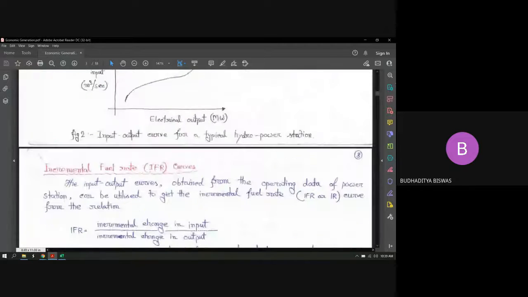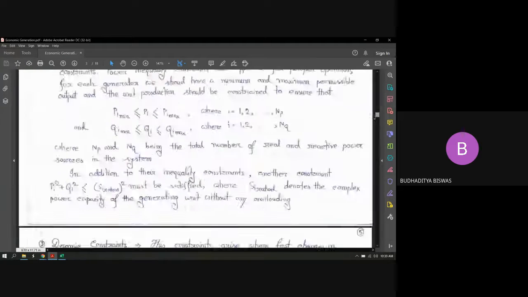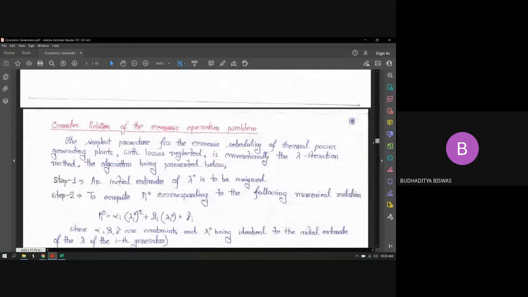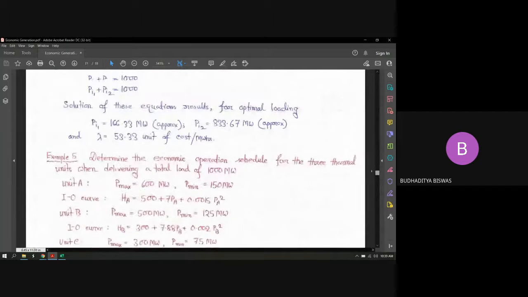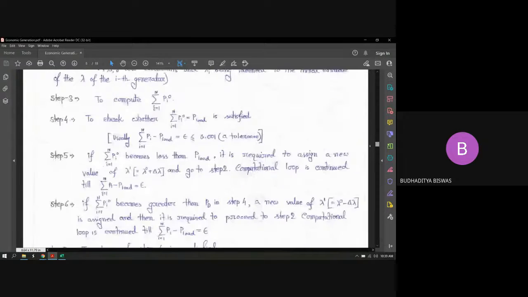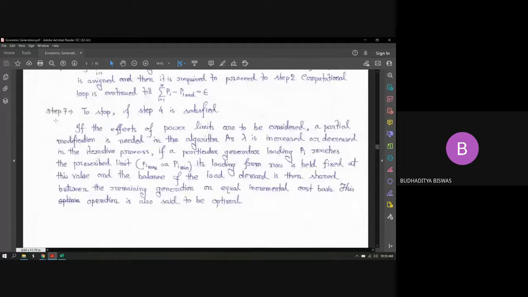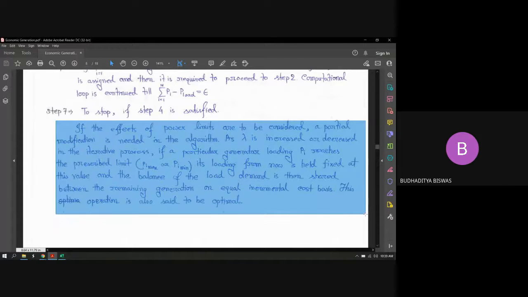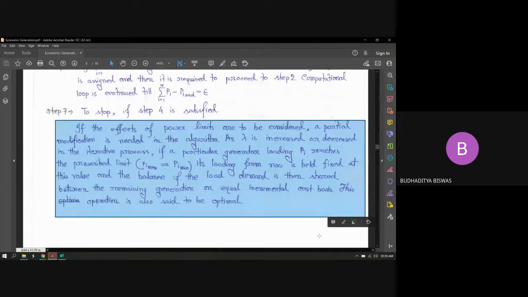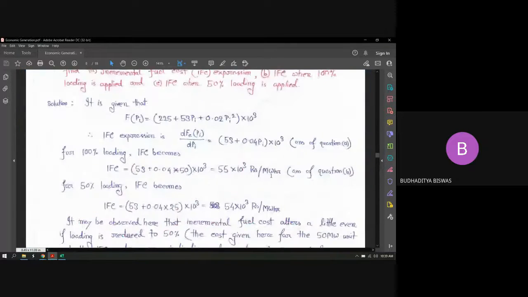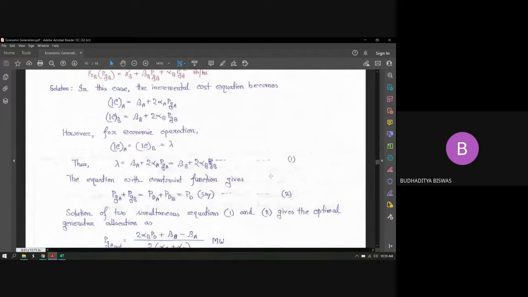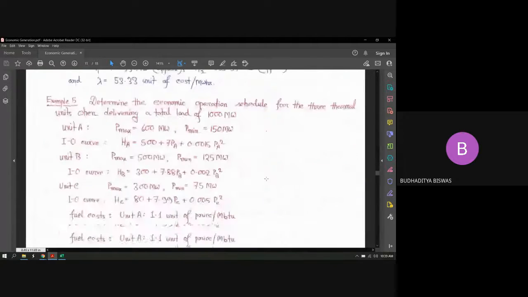Okay, so today we will consider the economic generation considering the generator limit. What will be the meaning of that? In this paragraph the procedure is written, explaining what it means to consider the generator limit. It's very easy, you don't need to study any other things for this one. So let me just give one example for that.